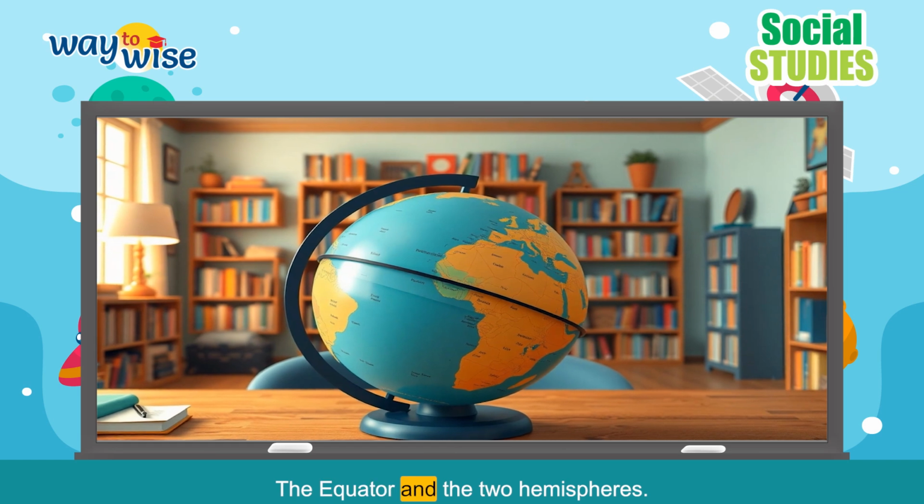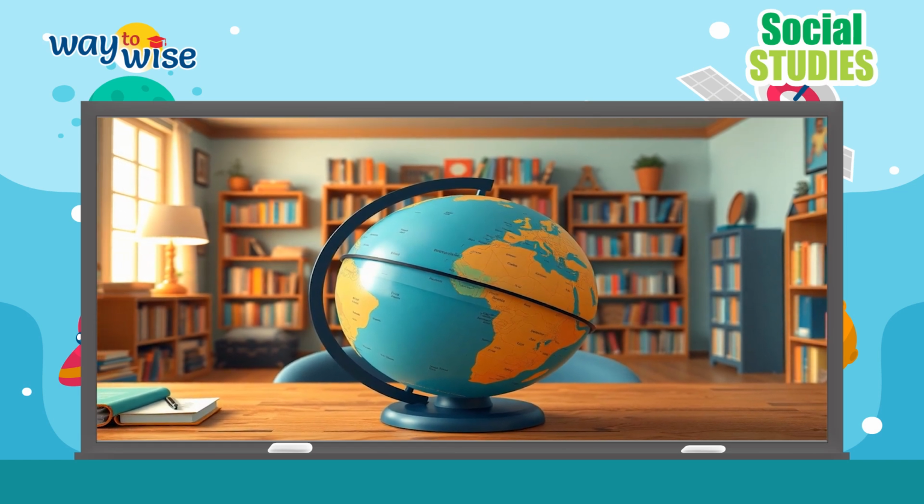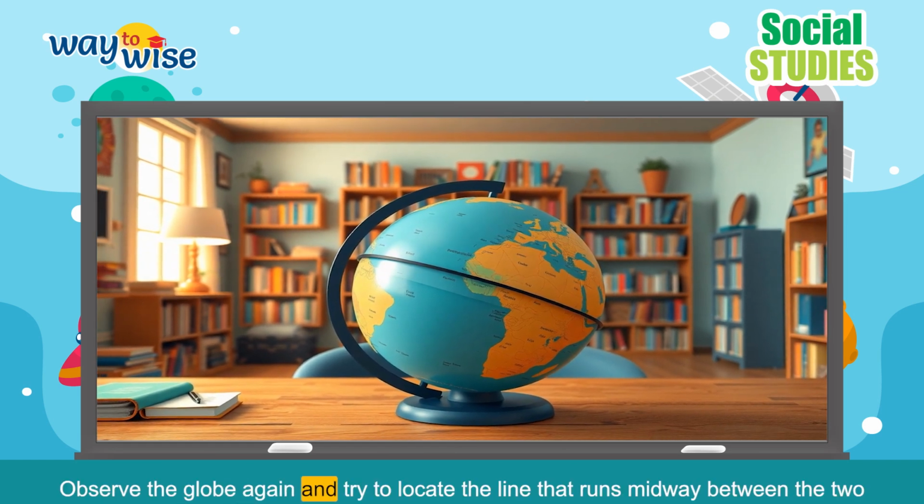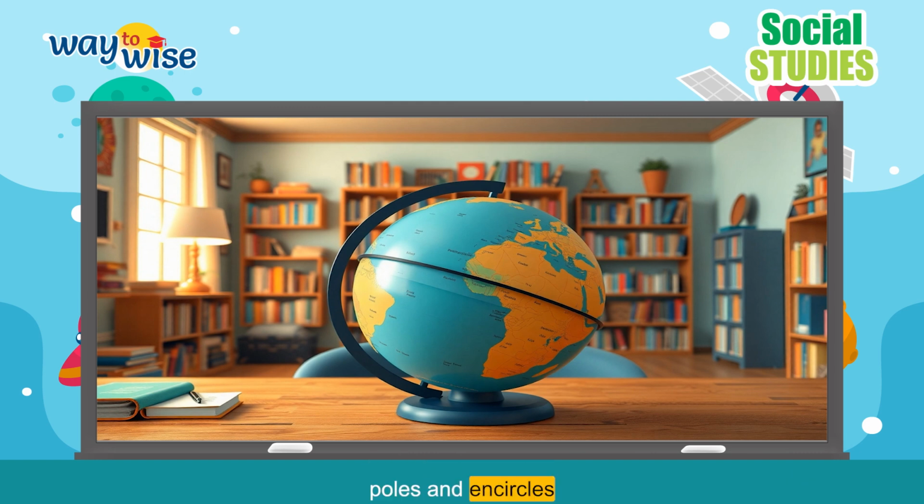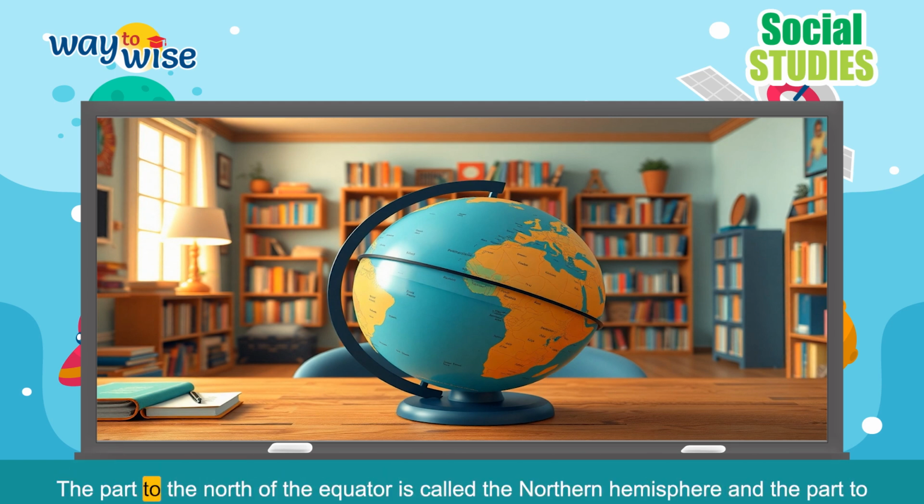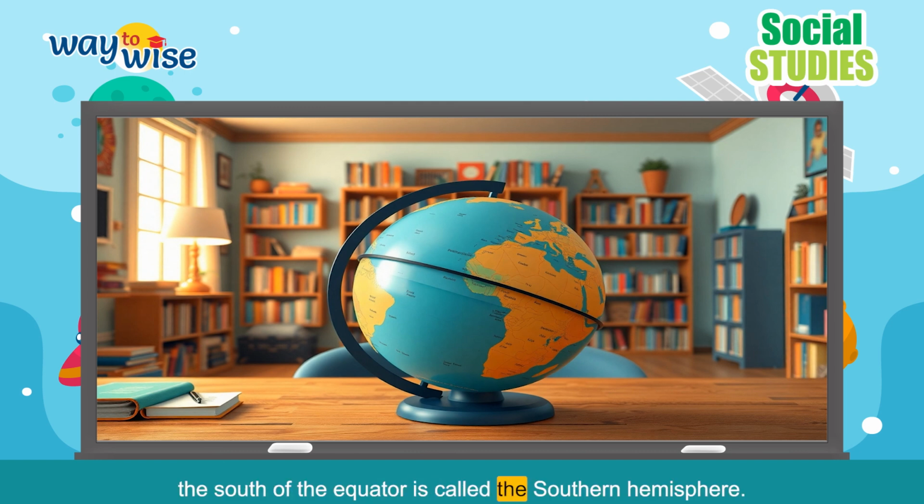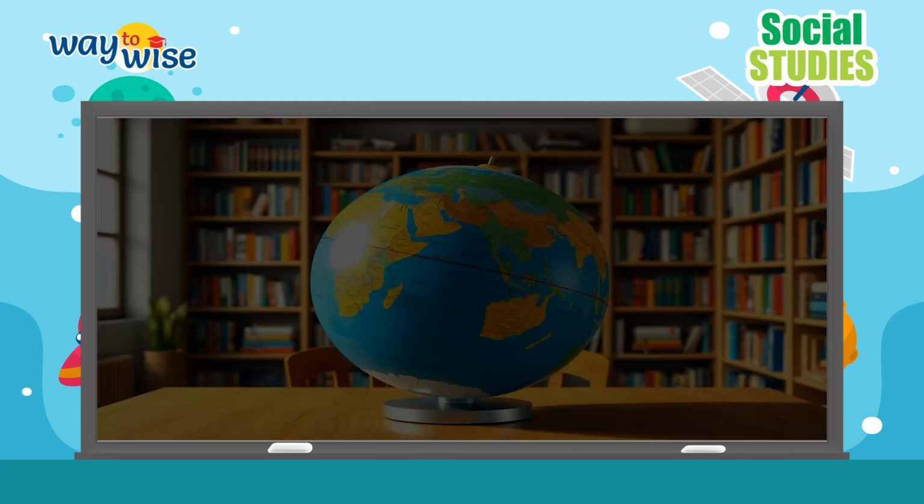The equator and the two hemispheres. Observe the globe again and try to locate the line that runs midway between the two poles and encircles the globe. This line is called the equator. The equator divides the Earth into two equal parts. The part to the north of the equator is called the Northern Hemisphere and the part to the south of the equator is called the Southern Hemisphere.